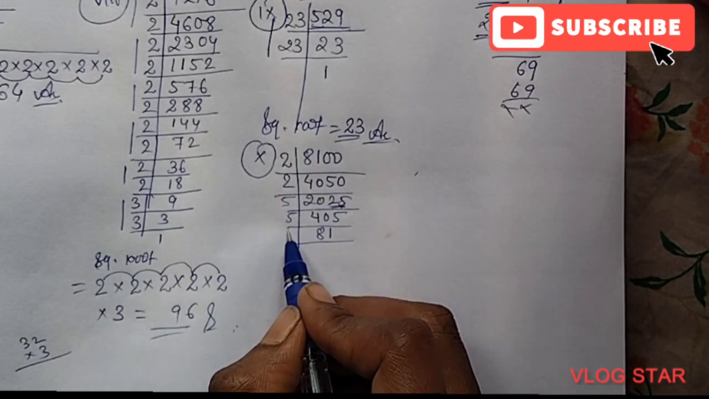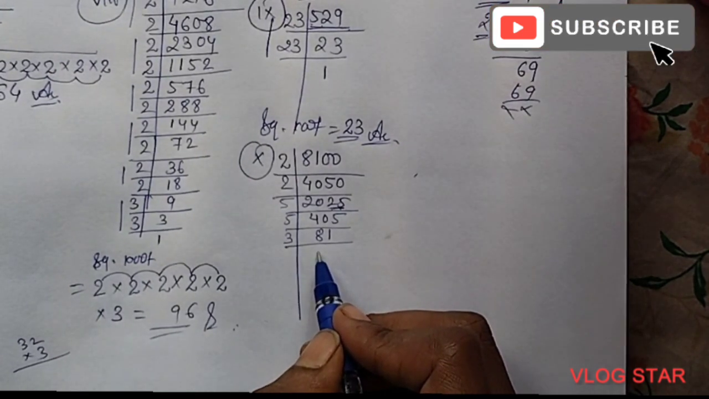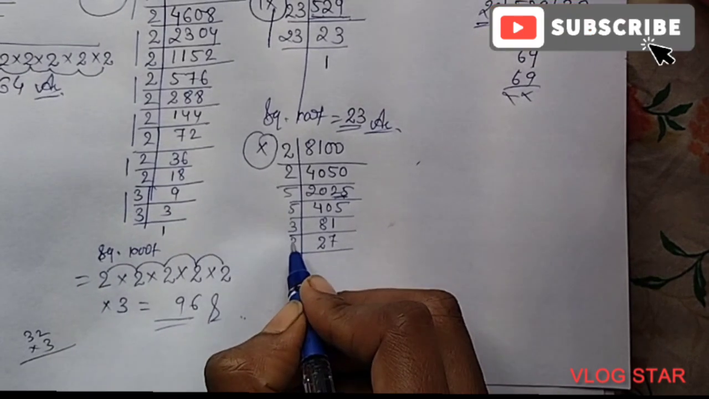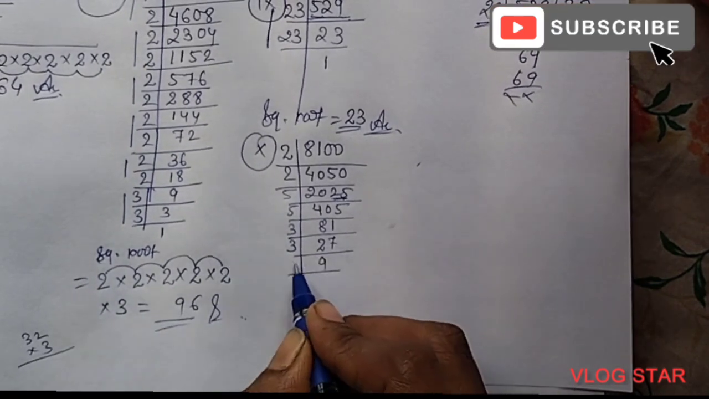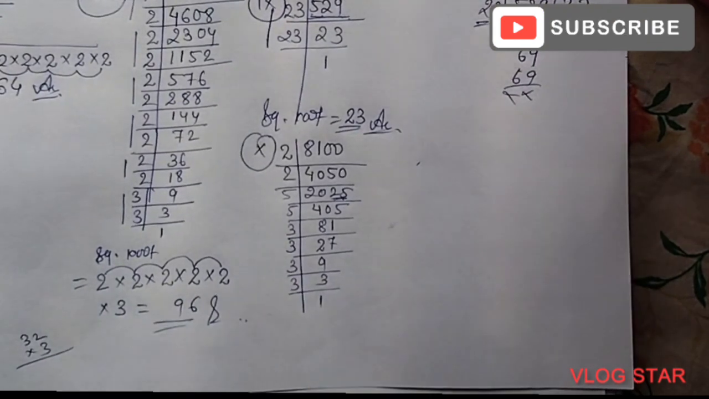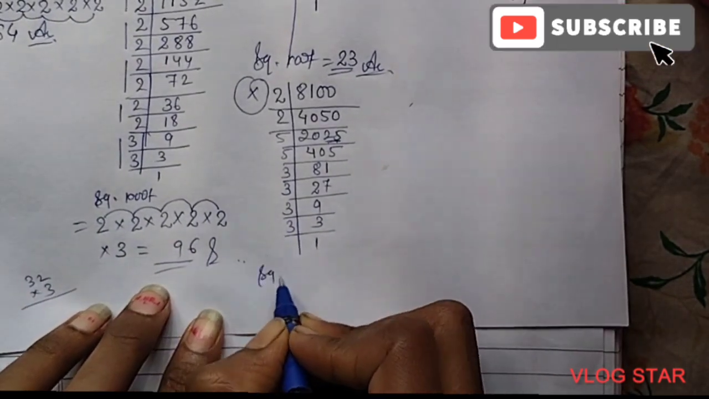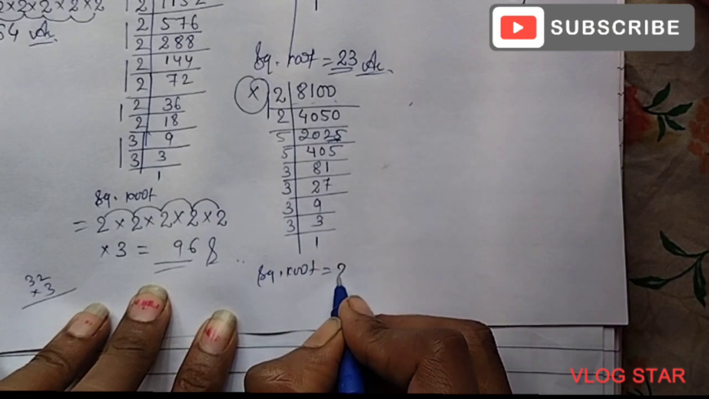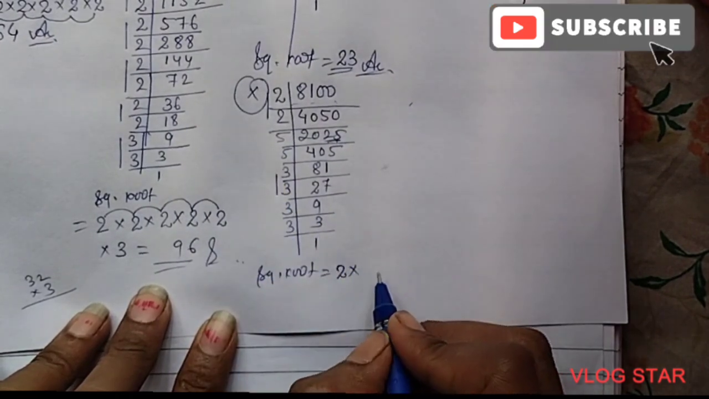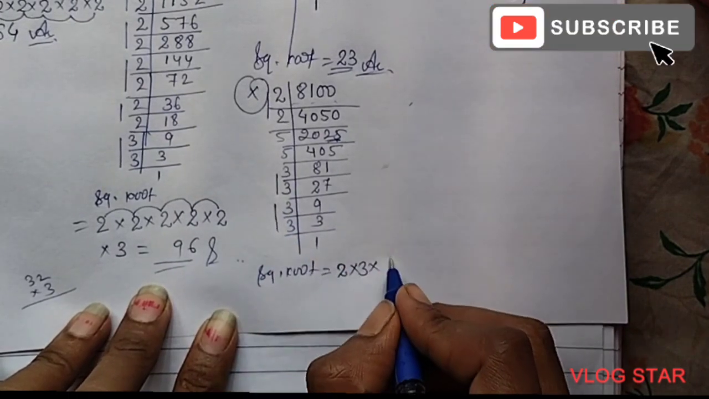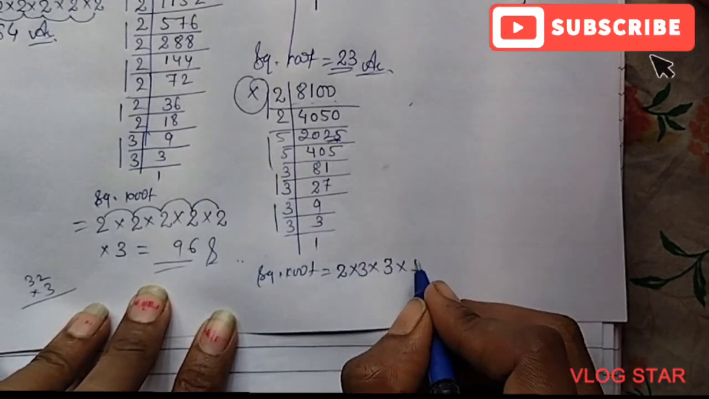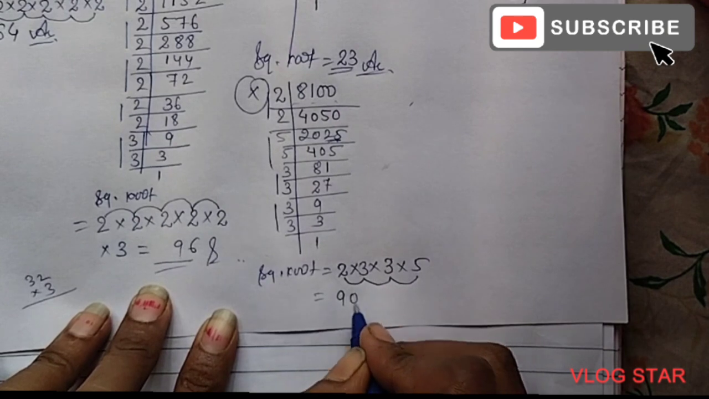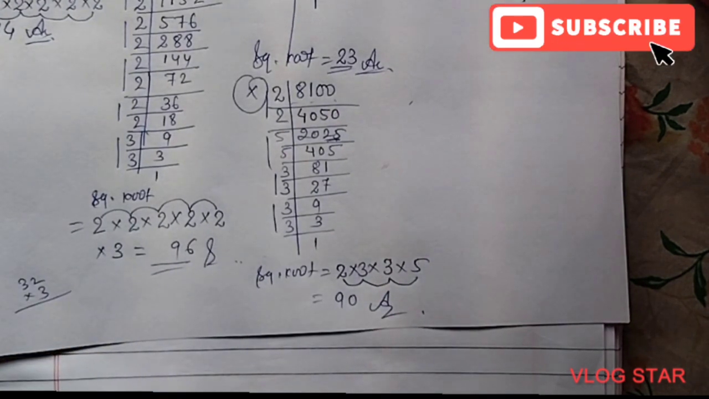Again this number will be divided by 3. Before, I should have checked with 3, but it's okay, no problem, you can do it. So here you can see the square root of 8100 is, there is one pair of 2, write 2. There is one pair of 3, write 3. There is one pair of 3, so write 3. There is one pair of 5, write 5. Now multiply: 3 2s are 6, 6 3s are 18, 18 into 5, that is 90. So this is the square root of 8100.